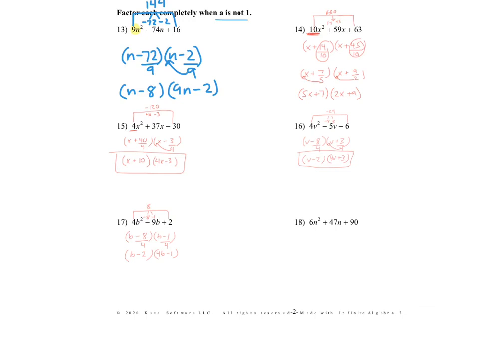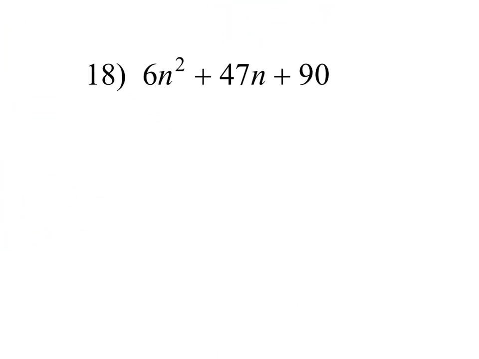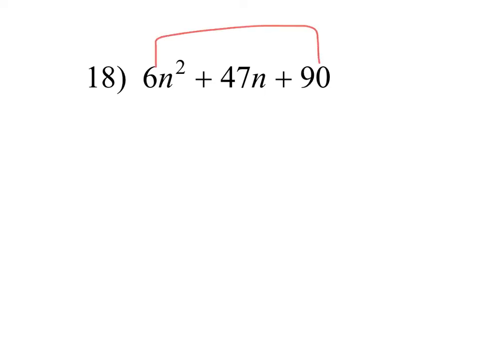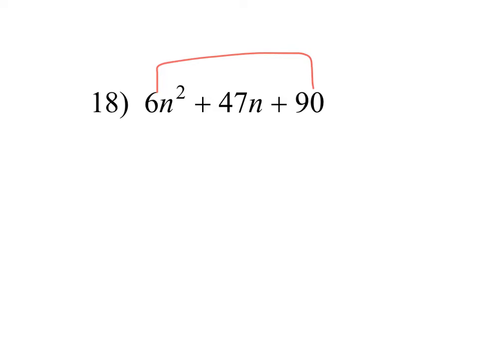Okay, last one in this section. What do we do first? 90 times 6, and what do we get? 540. What are two factors of 540 that give us 47? 20 and 27.